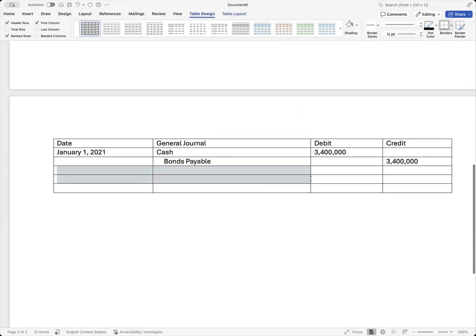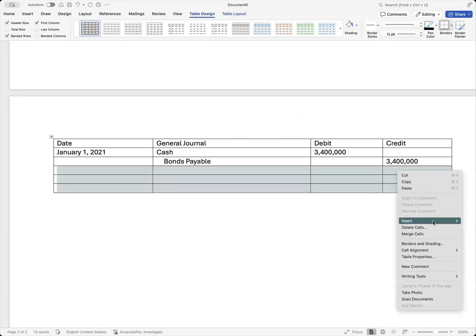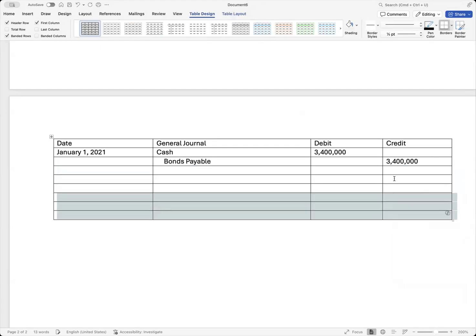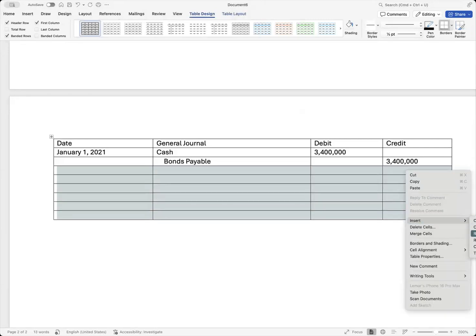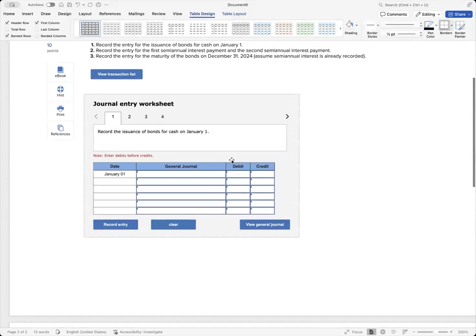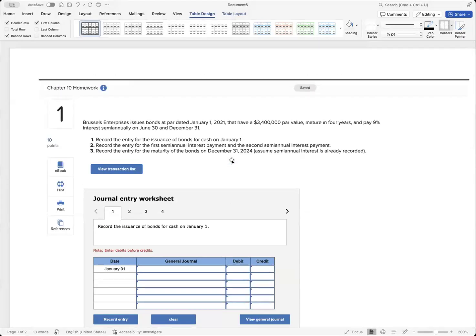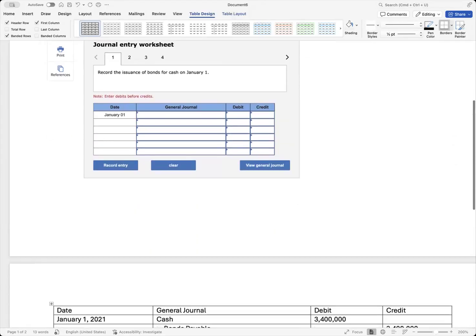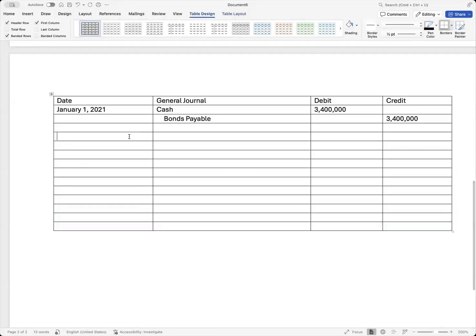All right. I'm going to have to add some more rows here. You shouldn't have to add any rows because they're already in your software, but I'm going to add some more for my entries. Let me add a few more here. All right. Part two says record the entry for the first semi-annual interest payment. So we know that the first semi-annual interest payment is going to be on June 30th. So we're going to put our date, June 30th, 2021.